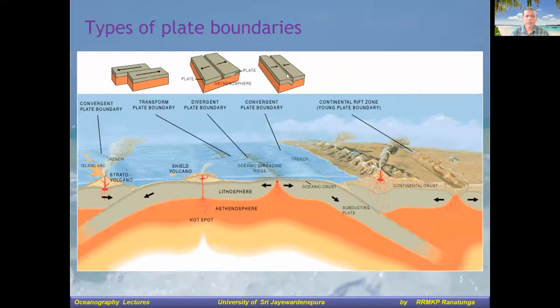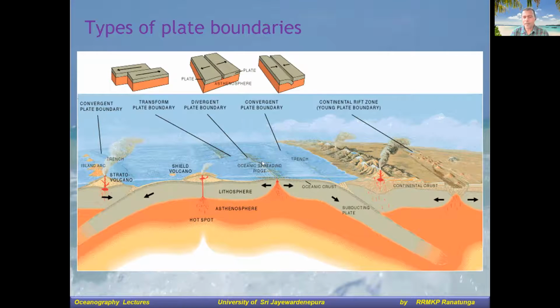Here are some of the examples: a convergent plate boundary, a divergent plate boundary, and a transform plate boundary. You see the transform plate boundary, because of its moving side by side, especially through a crack.